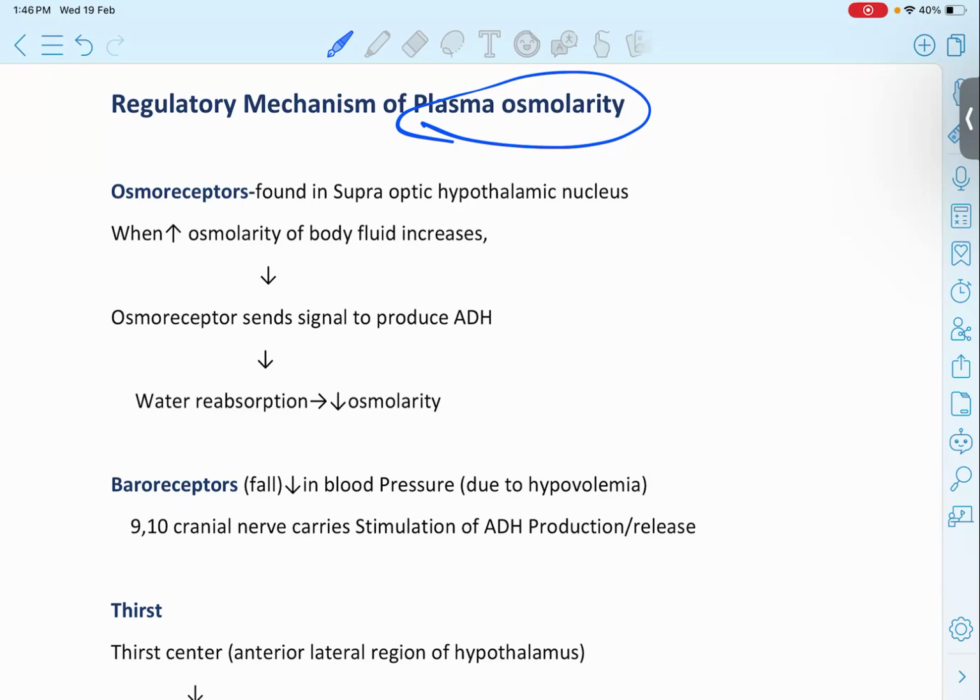Today we are going to discuss the regulatory mechanism of plasma osmolarity. Osmolarity means that our body has solute and our body has water, and they always maintain balance to measure the osmolarity. We need two things, one solvent and another solute, and the solute particles will exert a pressure which is called osmolarity. Now there are some regulatory mechanisms for plasma osmolarity.